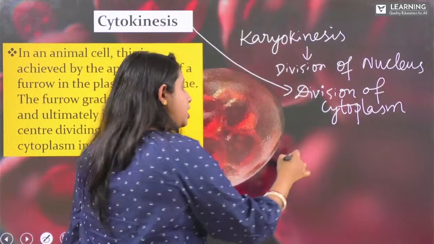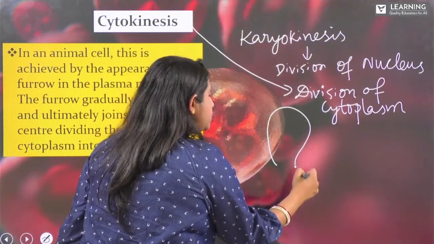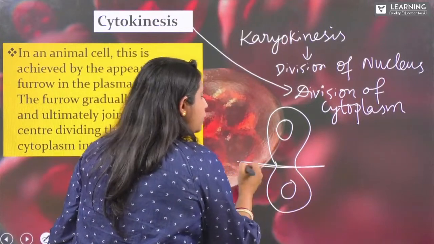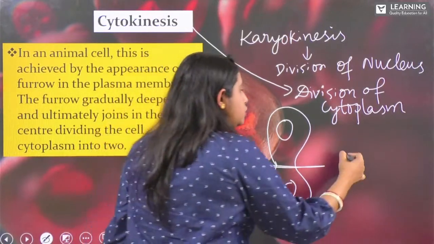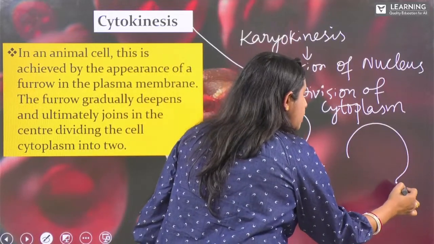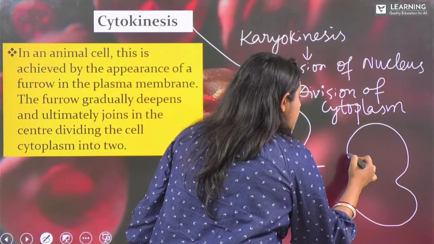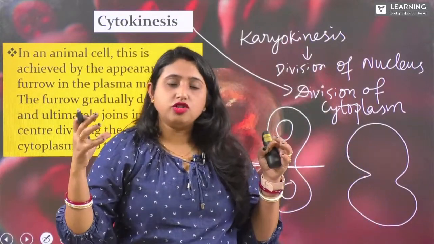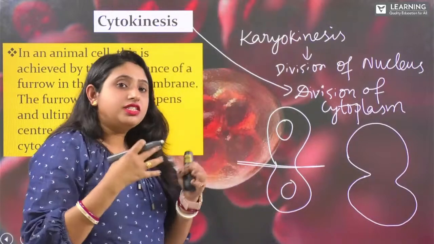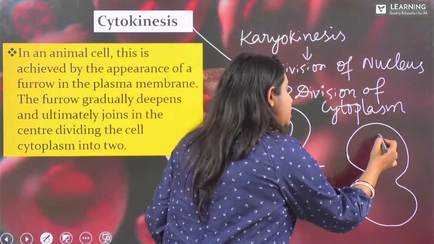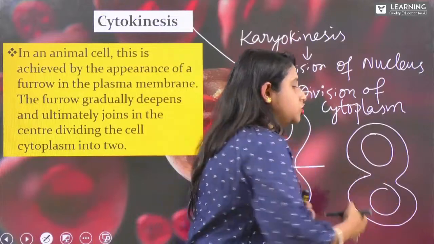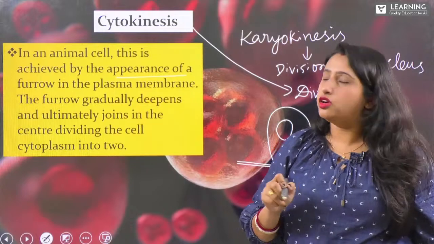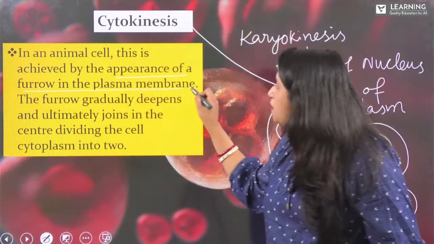Now, how does the cell divide? So, this is the telophase stage. Here the cell needs to divide, right? So, in the case of an animal cell, you will see it like this, okay? That means the cell tries to pull itself inward, and we will see a furrow-like structure, okay? So, in the case of an animal cell, it is achieved by the appearance of a furrow in the plasma membrane, okay?